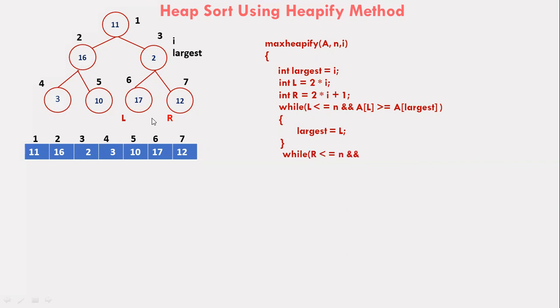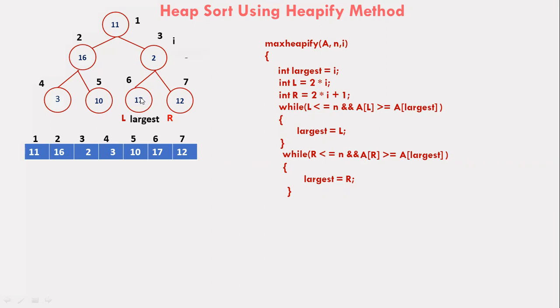Next step, we are going to apply one more while loop: while R less than or equal to n and A of R greater than or equal to A of largest. So here, what is R? R is equal to 7. 7 is less than or equal to 7. The condition is true, so it will come to this end. A of R, A of 7, is 12. 12 is greater than or equal to A of largest. What is my largest now? My largest is this one.